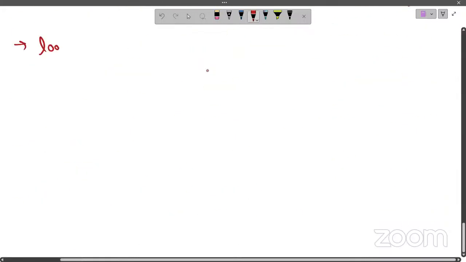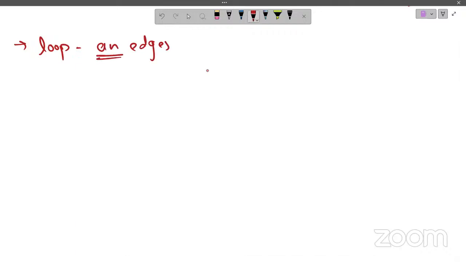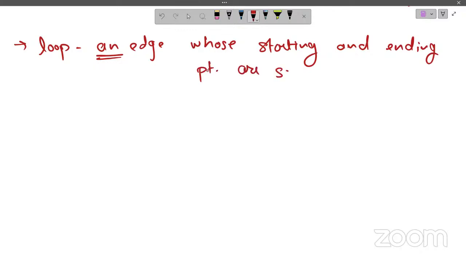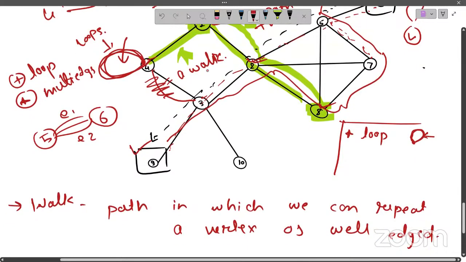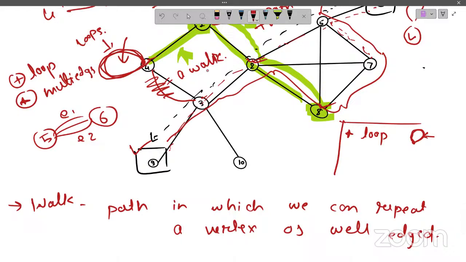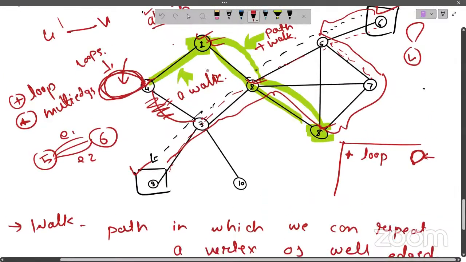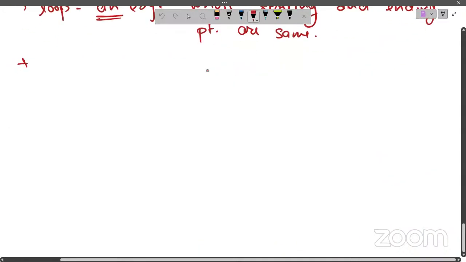Okay, a loop is basically an edge, not a pair of edges. An edge whose starting and ending point are the same, that is what we mean by a loop. And a multi-edge is, if there are more than one edges between the vertices, then we say that it is a multi-edge. We do not consider multi-edges or loops for the time being because they are not that worthwhile for now. So walk and path are clear. Now we go to cycle.